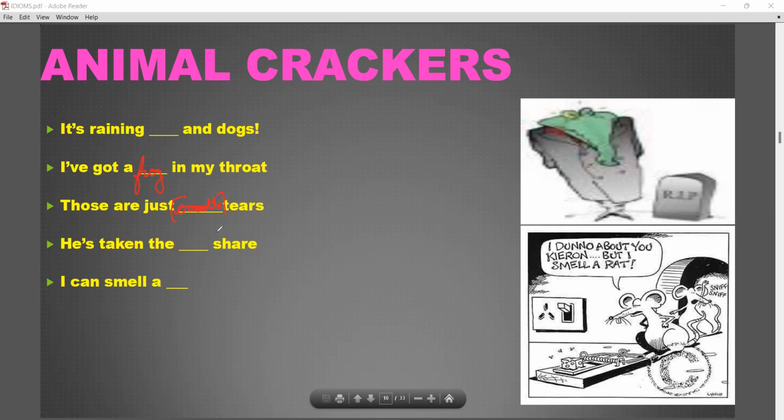He has taken the dash share. He has taken the lion's share. That means a big share, a major share he has taken. I can smell a rat. So what is a rat?